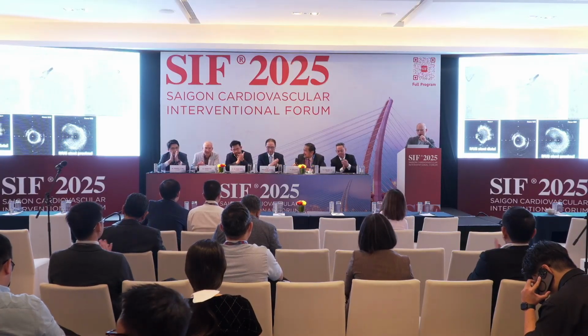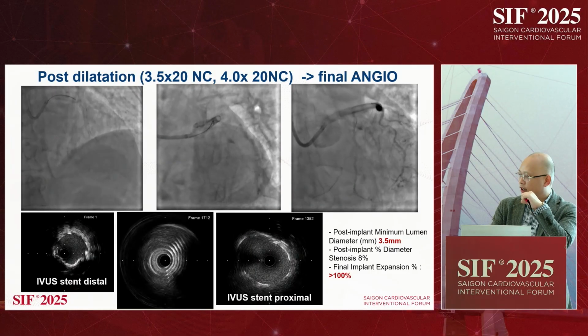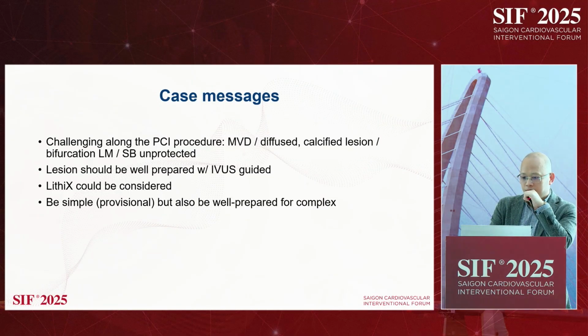So we're happy the patient was discharged 5 days after, uneventfully. So our case message: the challenging PCI procedure with multivessel disease, diffuse calcified lesion, and bifurcation left main and side branch unprotected. The lesion should be well prepared with IVUS guidance, and Lithix should be considered. Be simple, provisional, but also be well prepared for complex.